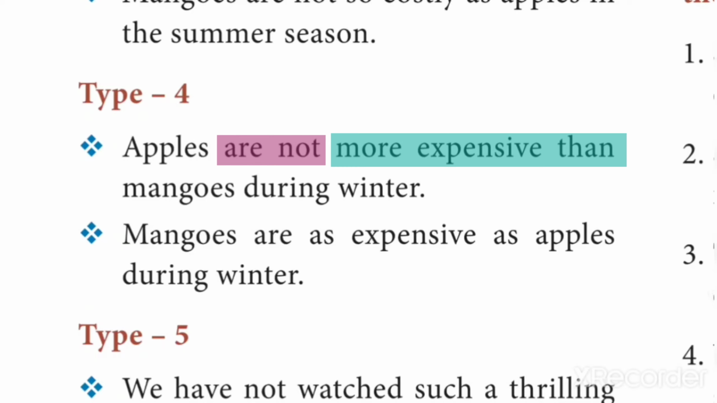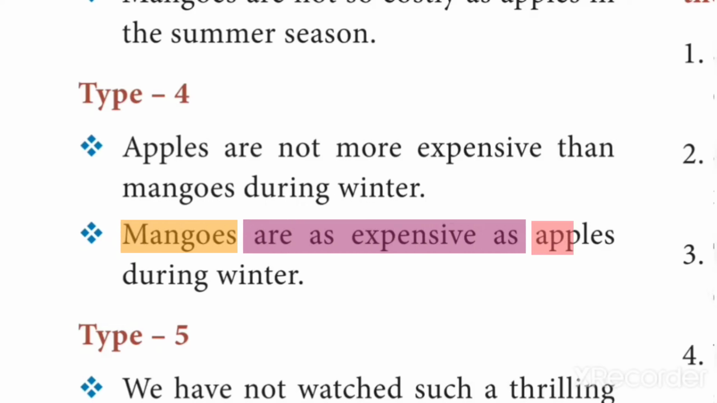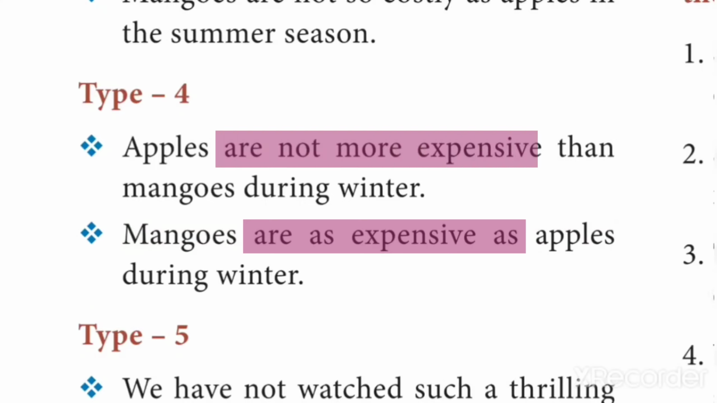And writing it or saying it in positive degree, the next sentence is: mangoes are as expensive as apples during winter. It means mangoes and apples are equally expensive. So in winter season, apples are not more expensive than mangoes. Or we can say mangoes are as expensive as apples during winter.